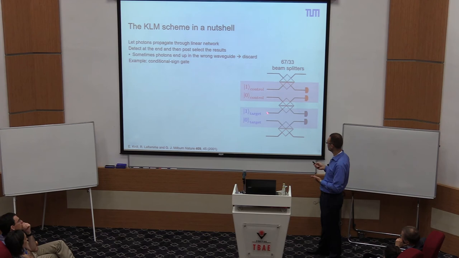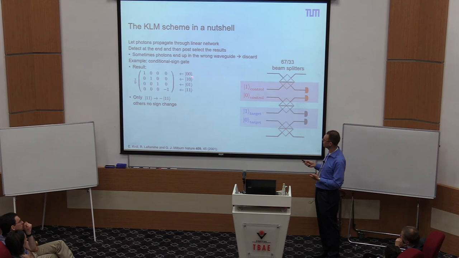And when you work out all the mathematics, you see that if you send in this, this, and this state, you're going to get exactly the same state back. But if you send in the state 1, 1, then you actually get a minus sign. So only this one picks up a minus sign. All the other ones have a plus sign. And that is exactly one of those two qubit gates that you would need.